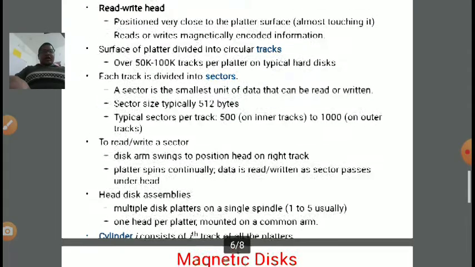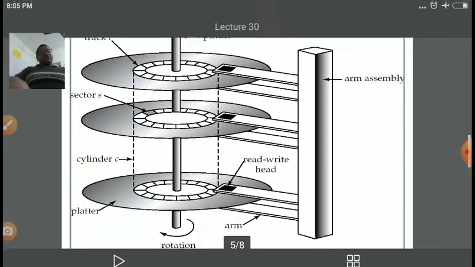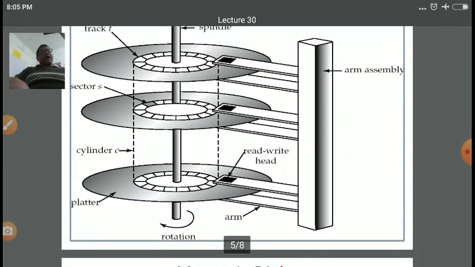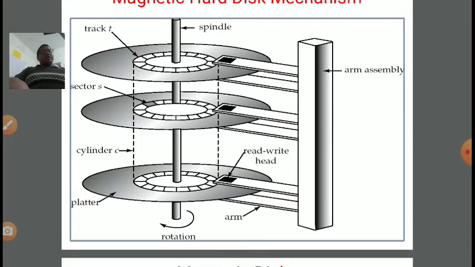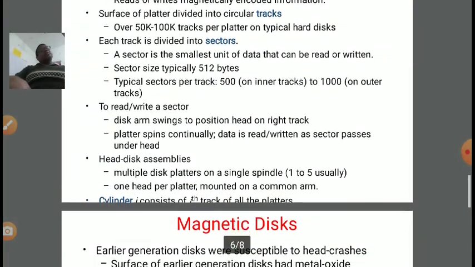Next is hard disk assemblies. Multiple disk platters on a single spindle, usually 1 to 5, are possible. There is one head per platter, mounted on a common arm. Now cylinder i consists of the ith track of all the platters. Suppose there are various cylinders. So suppose cylinder i will consist of what? The ith track of all the platters.